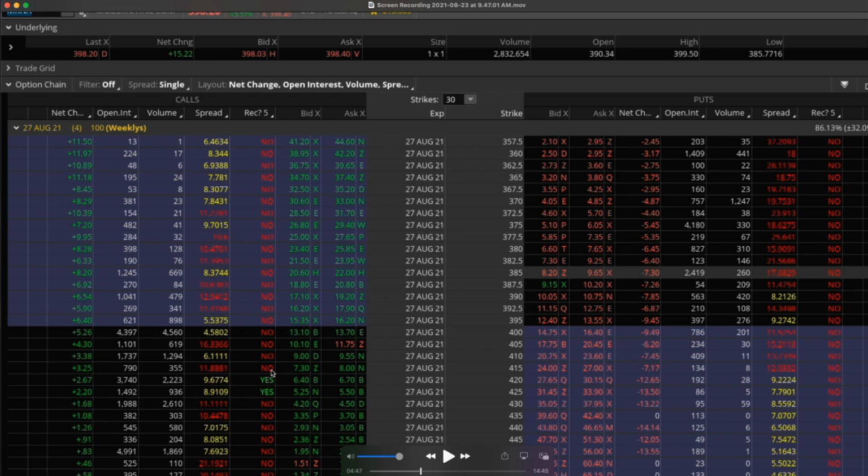Now, another way to get around this is by doing limit buy and limit sell. If you do limit buy and limit sell, you're buying at a specific price, not higher, and then you're selling it for a specific price and not lower. So you're controlling the price you're buying and selling at.